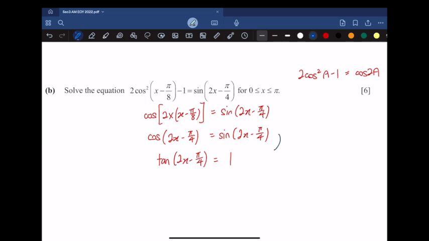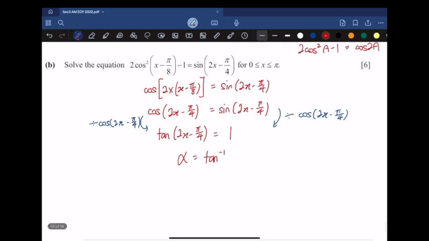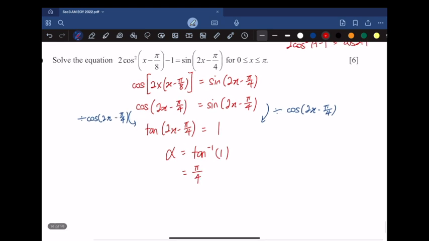Let me write the working step down. You divide both sides by cosine of 2x minus pi over 4. Then I switch the side. Then from here it's very simple already. First step, find your reference angle alpha, tangent inverse 1. This question is in radians, so tangent inverse 1, in degrees is 45 degrees. In radians, it is simply pi over 4. And we know that from here, 1 is in the first and third quadrants.